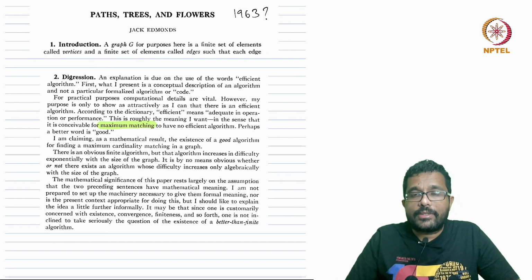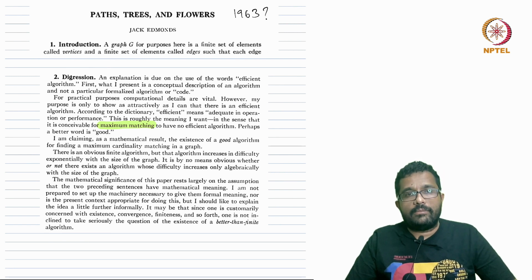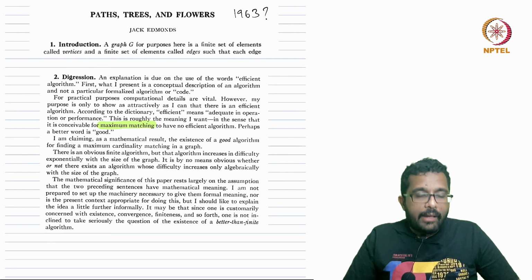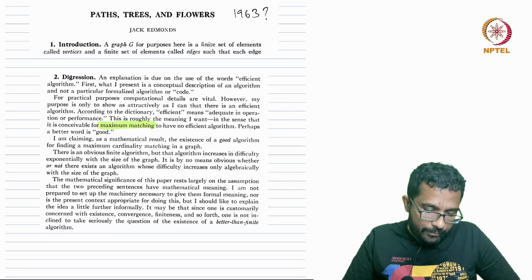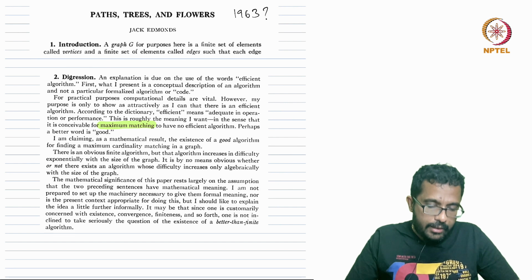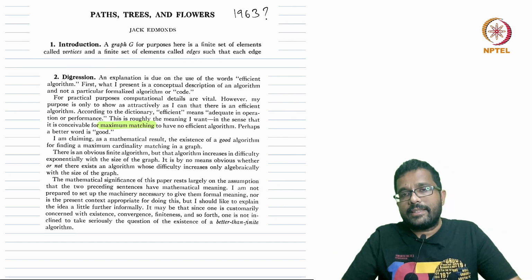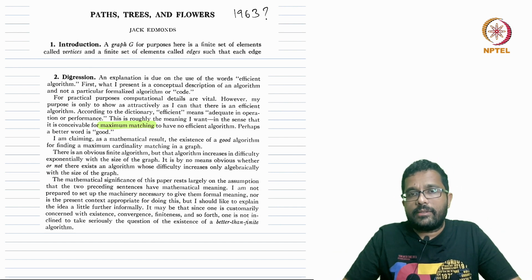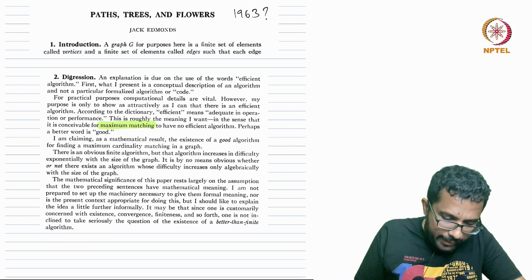And he goes to the dictionary definition of what is efficient. Efficient means adequate in operational performance. This is roughly the meaning I want, right? In the sense that it is conceivable for a maximum matching to have no efficient algorithm. What he wants to put forth is a result that there is a good algorithm for finding the maximum matching, and he says there is an obvious finite algorithm.